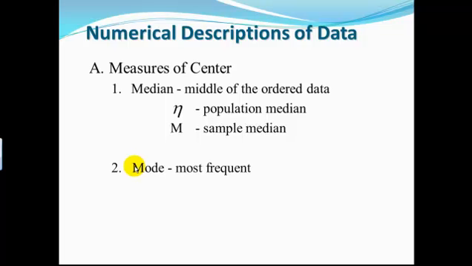And then the third measure, and this shouldn't be 1 and 2, this should be 2 and 3. The first one was the mean, the second one is the median, and the third one is the mode.